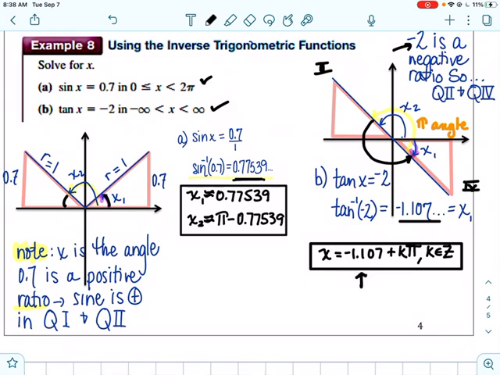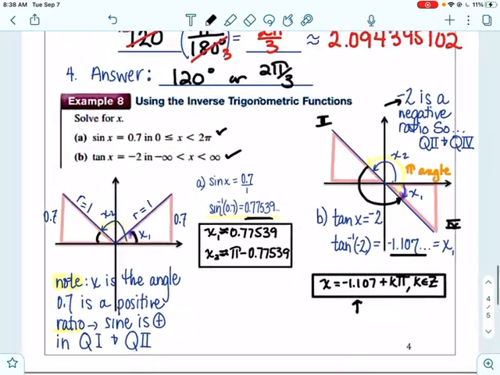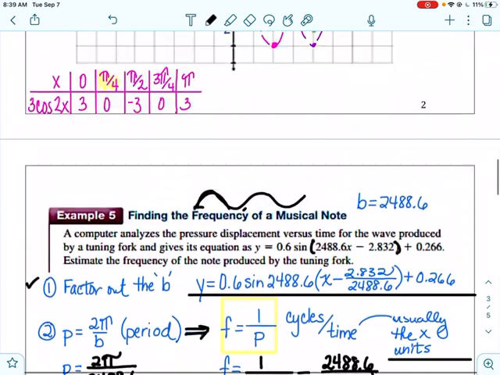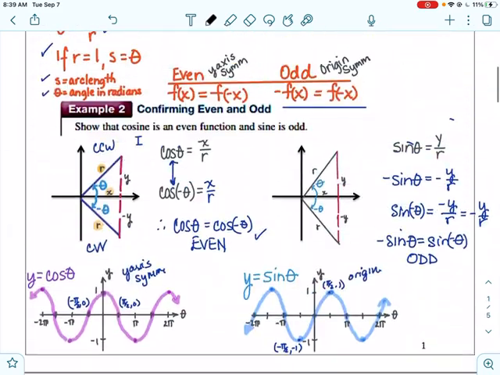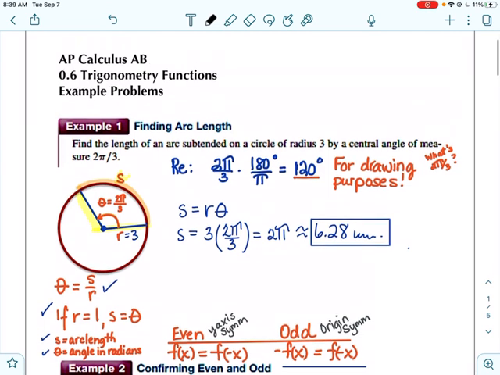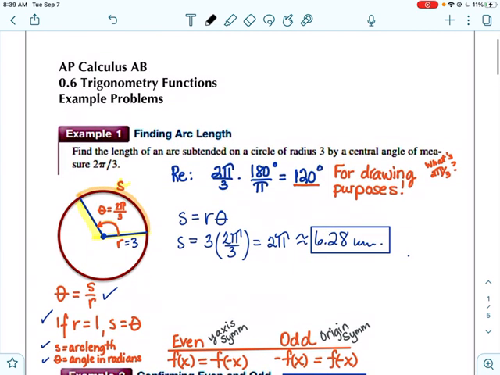That'll be the finishing of these extra trig function examples. And with that, that completes our videos for 0.6 and the finish of our Unit 0 on pre-calculus review.